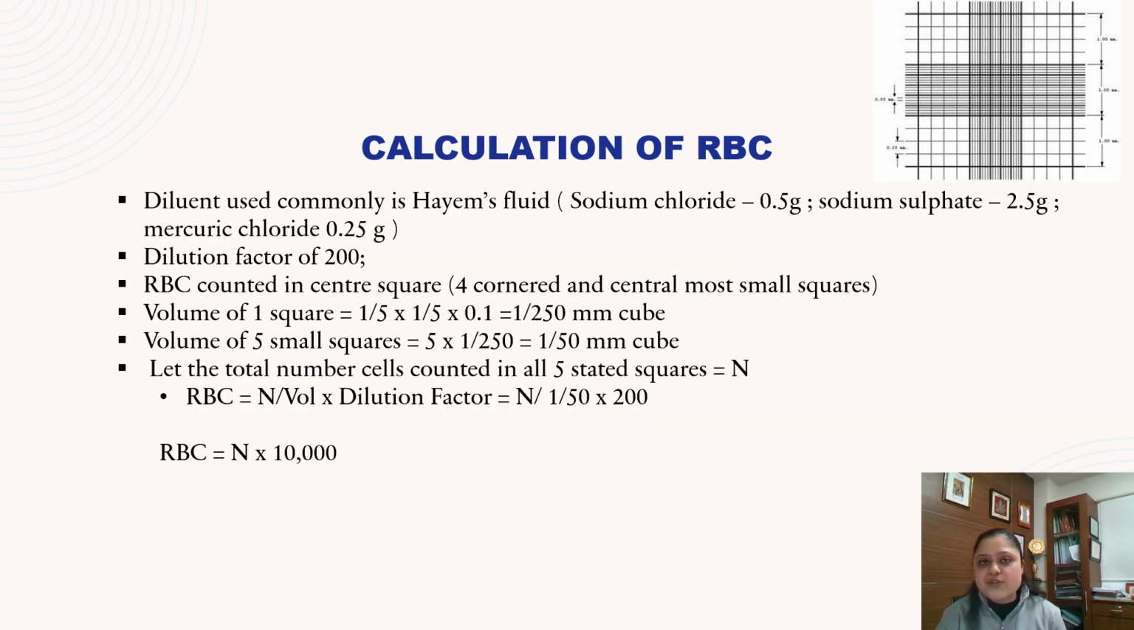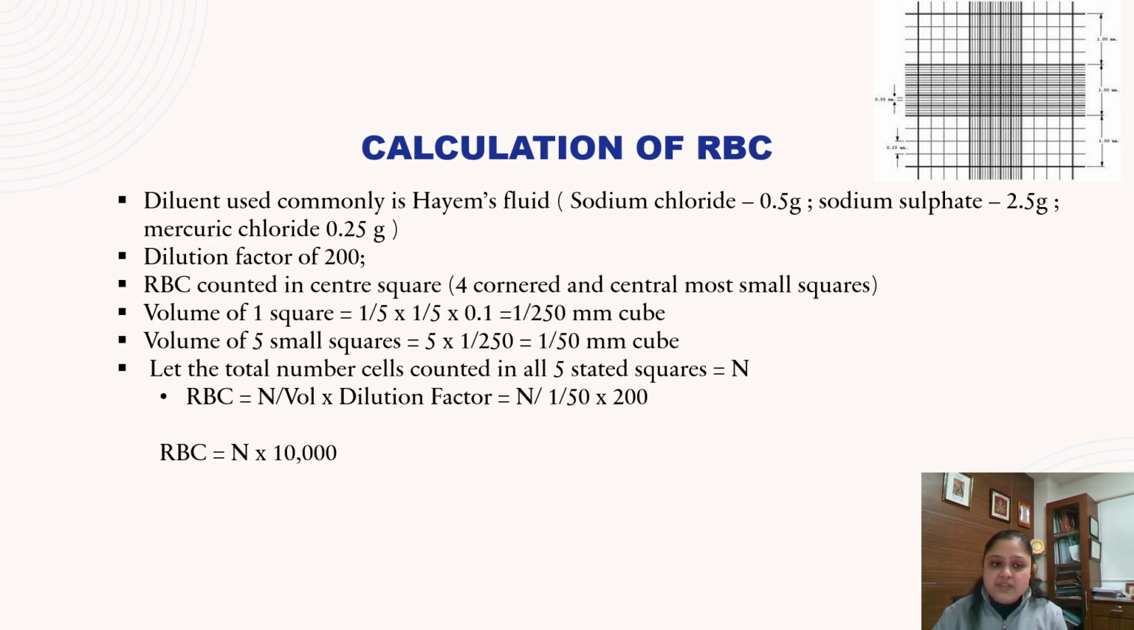Now, for the calculation of the red blood cells, as I have previously mentioned, we are going to count in the centermost square. And even in the centermost square, we are going to consider the cornermost small squares and the most central tiny square, that makes 5 squares. So in this, the dilution factor which we use is 200, and the diluent which we commonly use is the Hayem's fluid, the composition of which is sodium chloride, sodium sulfate and mercuric chloride respectively.